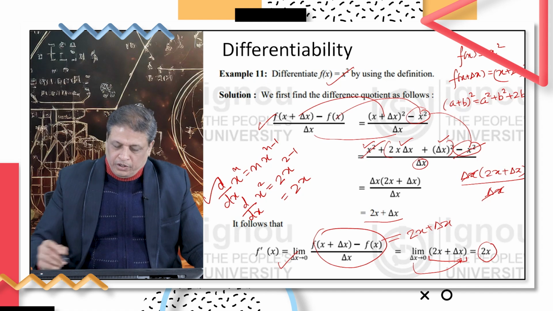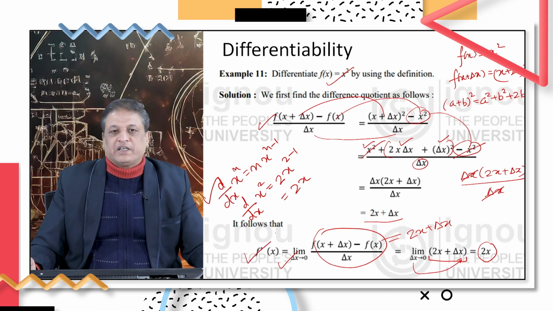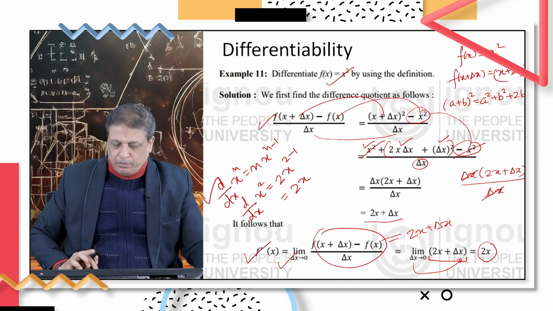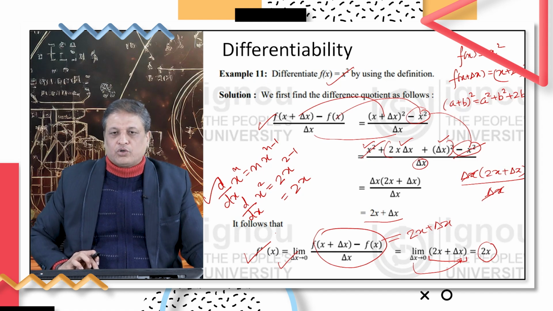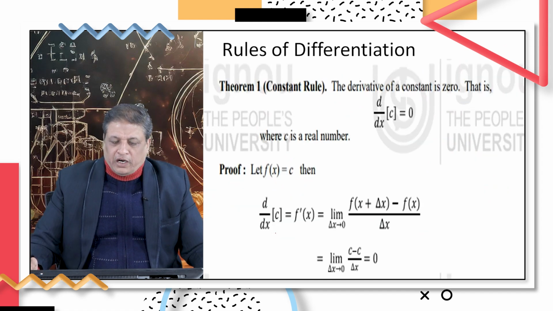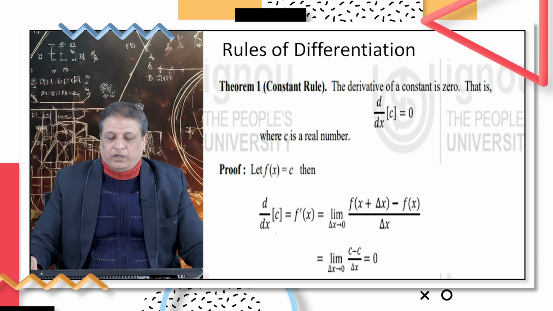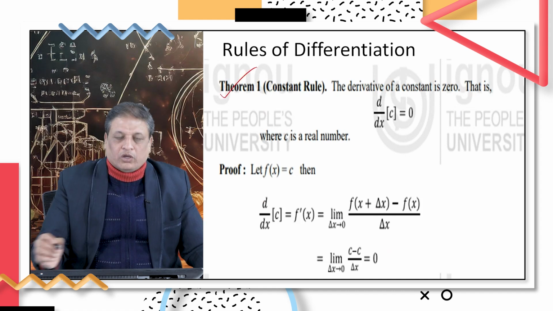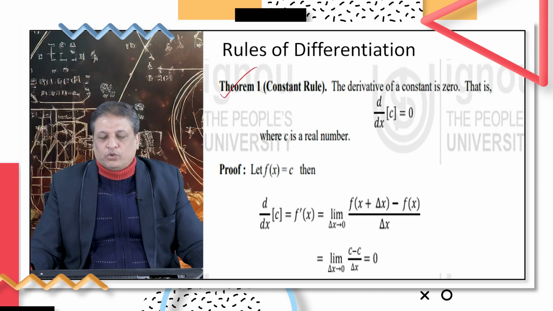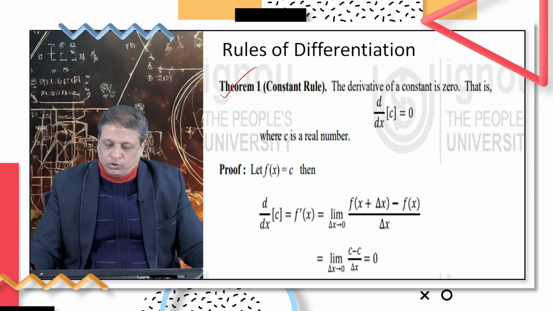a function. By using the definition, f dash x is equal to limit delta x tends to 0 of f(x plus delta x) minus f(x) upon delta x. We need to solve it. There are some rules of differentiation, such as the constant rule. We are going to discuss these rules by proving those rules also.